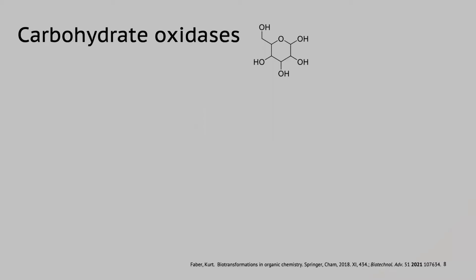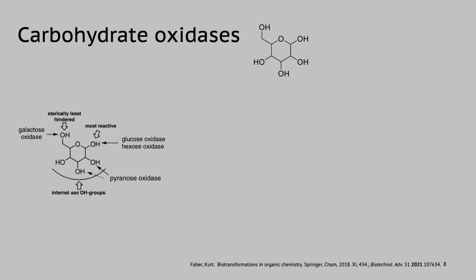So let's get started with carbohydrate oxidases. Among enzymes acting on sugars, carbohydrate oxidases have been extensively studied and explored for their possible application in biotechnology. The physiological role of many carbohydrate oxidases is still debated, as the oxidation reaction often overlaps with the chemistry performed by carbohydrate dehydrogenases. Oxidation is typically directed towards specific positions of the sugar ring, as you can see here.